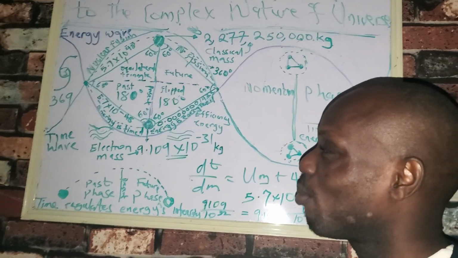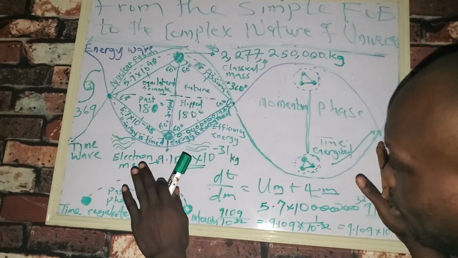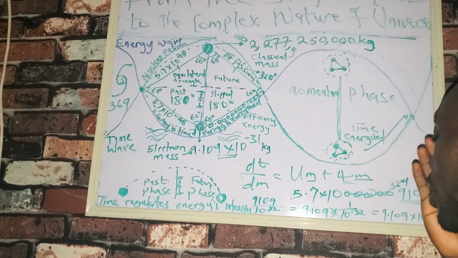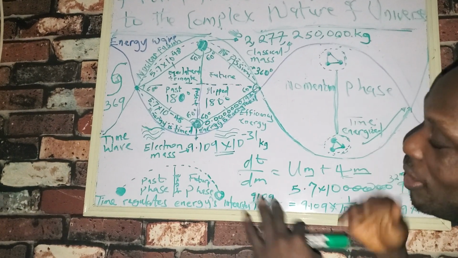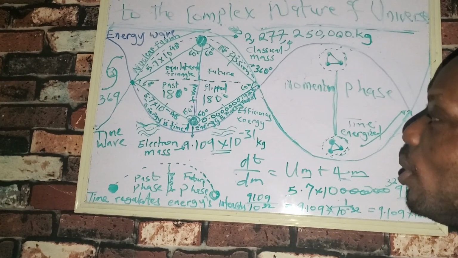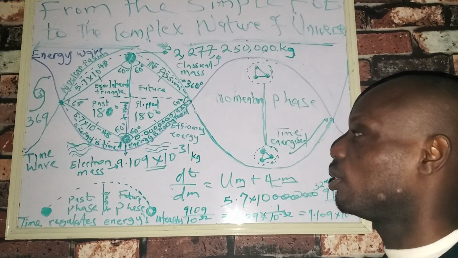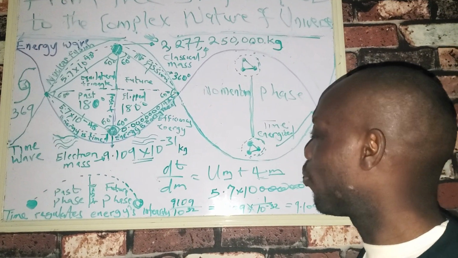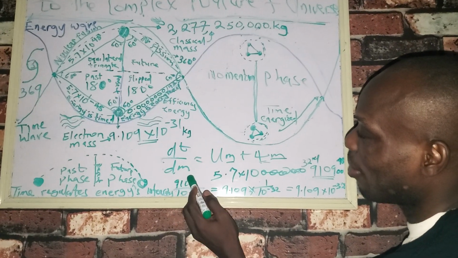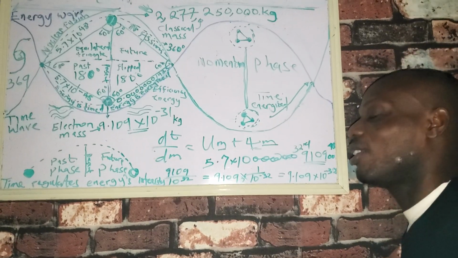So now let's look at the diagram on the board. If you have been watching my video, you're conversant with this particular diagram, which is time energy wave model. Now we're going to actually dissect. We want to see the full power of formula of everything, which is the formula right here. The T, the M equal capital UN plus 4M.